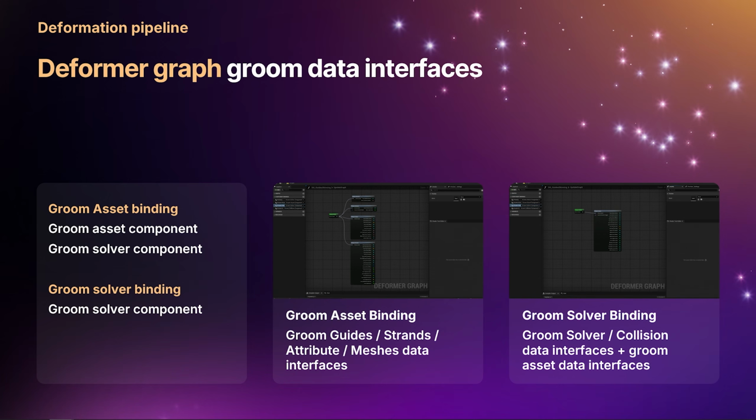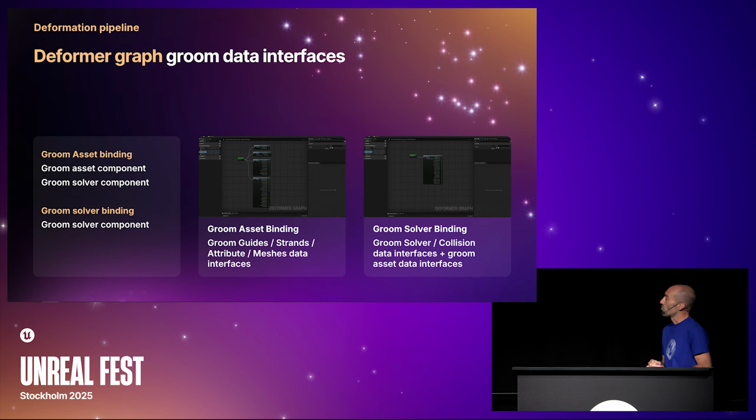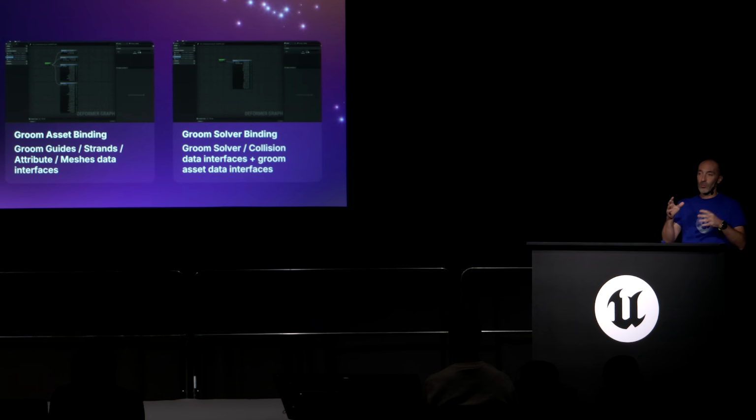And all the mesh data, I mean all the skeleton meshes that have been bound to the Groom in Dataflow. But now we introduce as well a Groom solver binding, and the Groom solver binding has access to all the evolution parameters that you can have in the solver, plus all the collision data interfaces. So with these two bindings, basically you can now have more interaction between all the assets that you have in the Groom solver, plus you can have all the collision with the skeleton meshes and static meshes that you have registered to the solver.